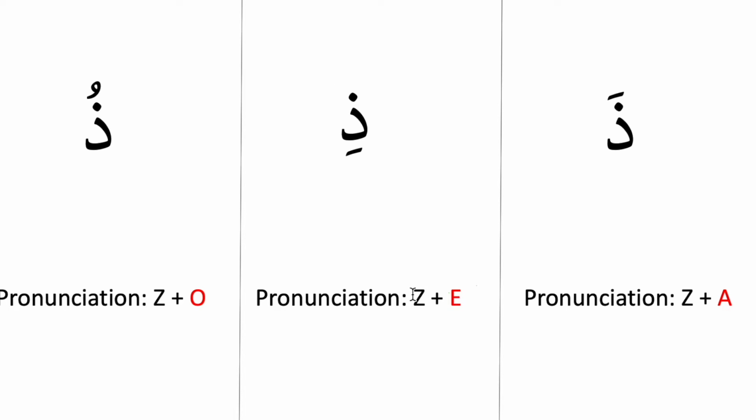So it's going to be beautiful. Zi. Zi. Zal with dhamma on it, you add O. Zoo. Zoo.